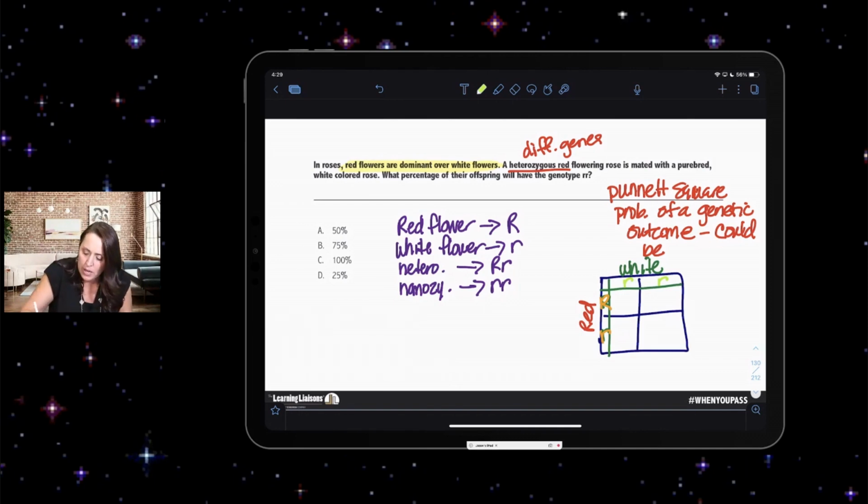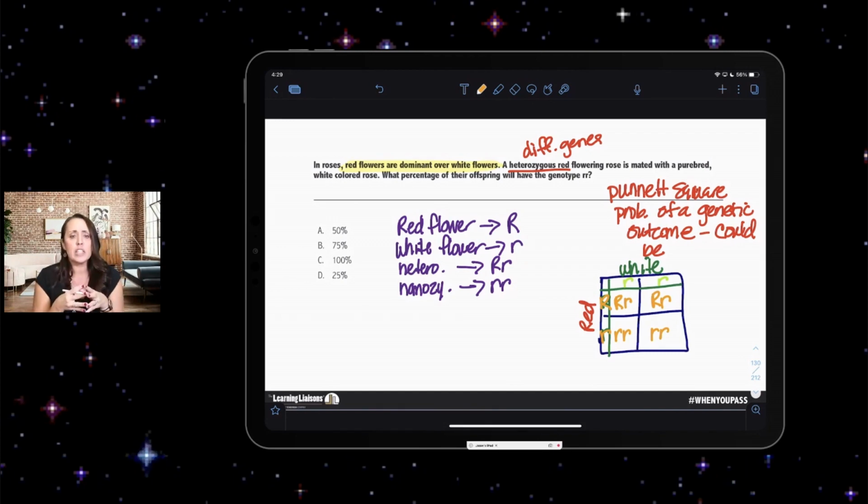So the outcome right here is going to be big R, little r. The outcome over here will be big R, little r. And the outcome of the first column with the second row in that first box is going to be little r, little r. And the outcome of the second column, second row is going to be little r again. So our Punnett square is actually very balanced in this case.